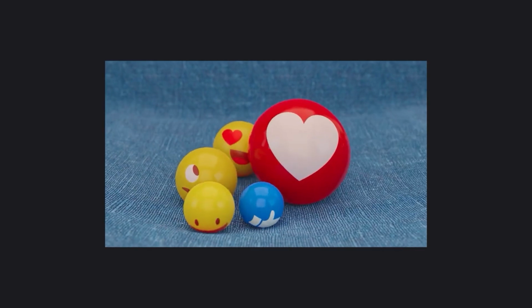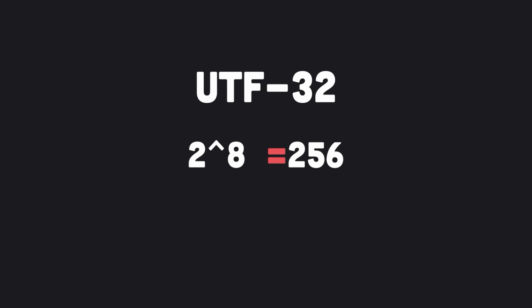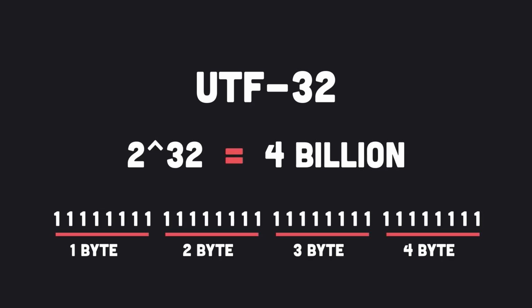But what about all the world's languages, and even emojis? That's where Unicode comes in. It's a global standard. In one version called UTF-32, we use 32 bits to represent a single character. That means we're not limited to 256 characters anymore. We can now represent over 4 billion.